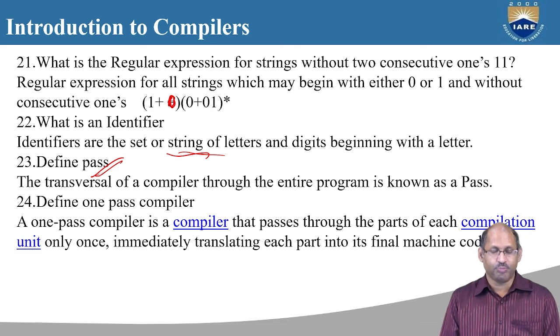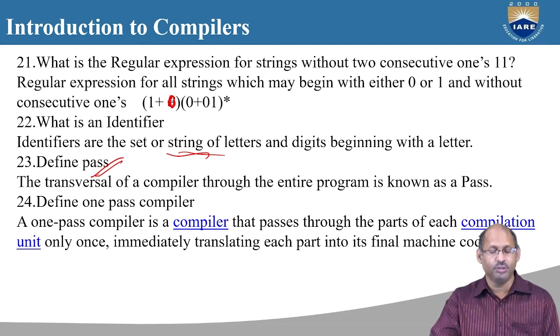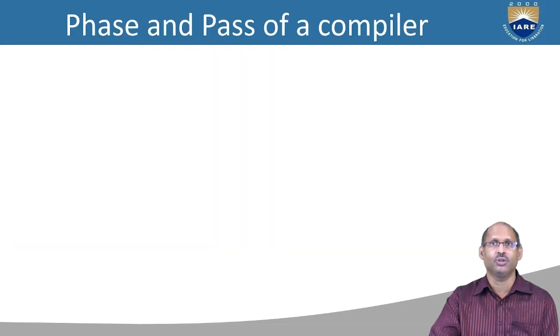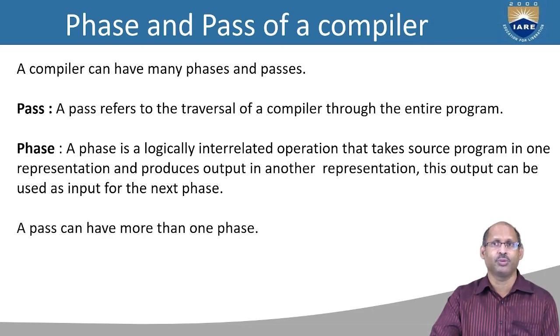Define one pass compiler. A one pass compiler is a compiler that passes through the parts of each compilation unit only once and immediately translates each part into final machine code. So one pass compiler means it will read the source program only once and go through the phases of a compiler and it is converted directly to the final machine code. Right? A pass refers to the traversal of a compiler through the entire program.